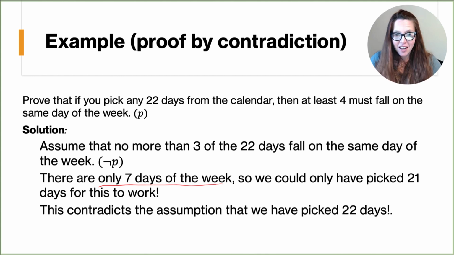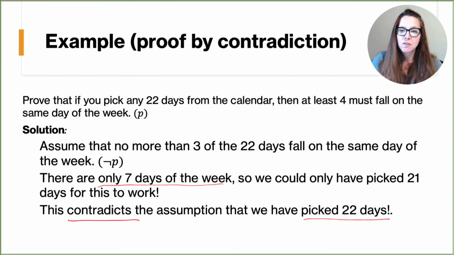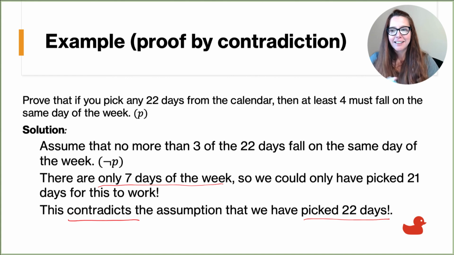So this provides our contradiction. It contradicts the assumption that we have picked 22 days such that this would work. And that's how we wrap this up. That's our grand finale. That's where we add our rubber stamp, or in this case, a rubber duck, a QED, seal of approval that this proof is complete.